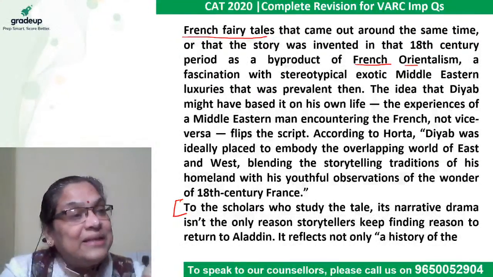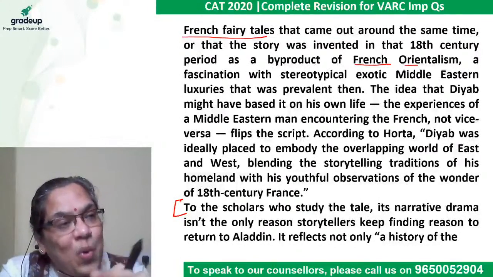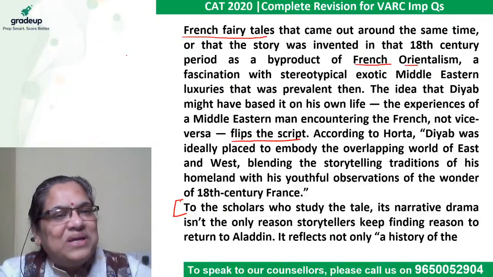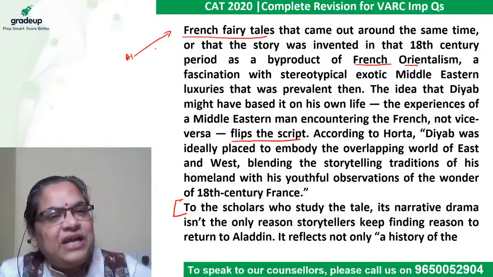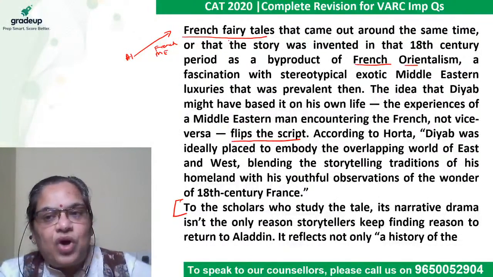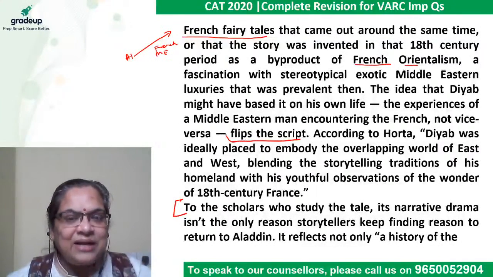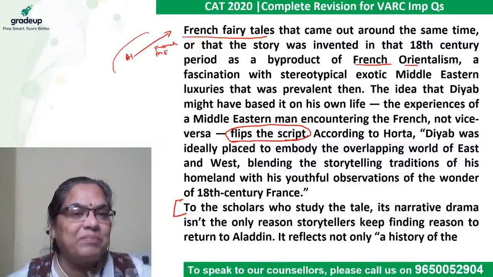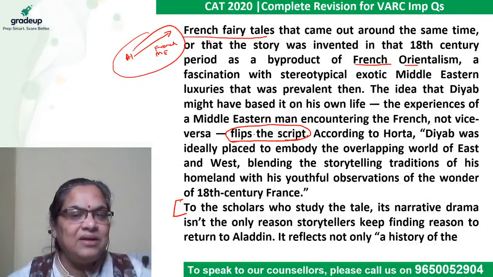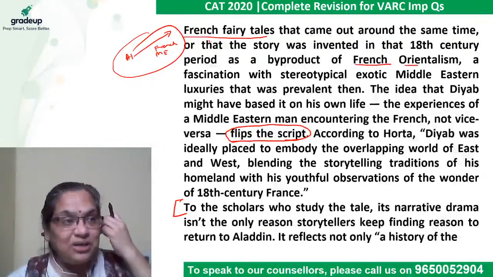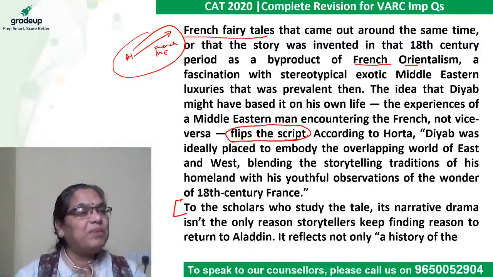The idea that Diab might have based it on his own life flips the script. What is the script? Aladdin is based on French fairy tales or French fascination with the Middle East, what he calls Orientalism. That is the script. The idea that Aladdin is based on Diab's character flips this script. This is the script that the author says has been flipped when you say that Diab was actually a Middle Easterner and not French fairy tale inspired.